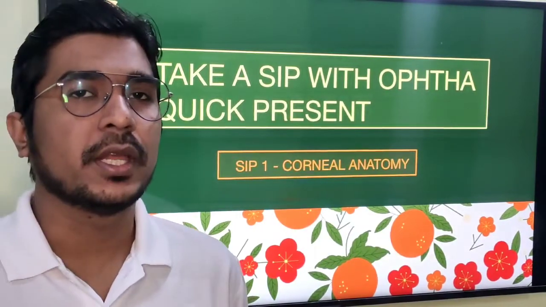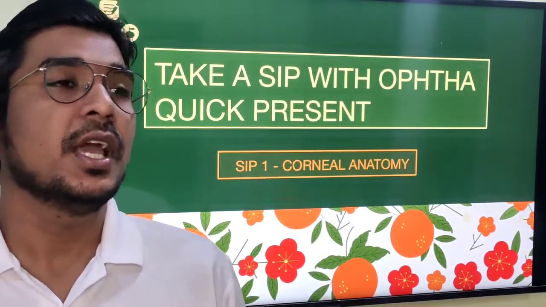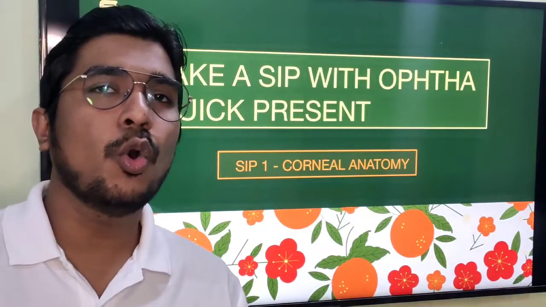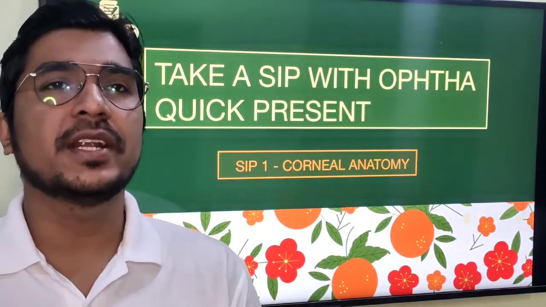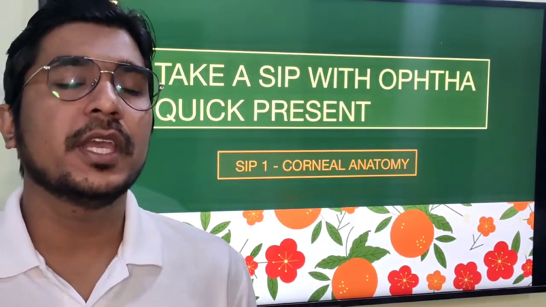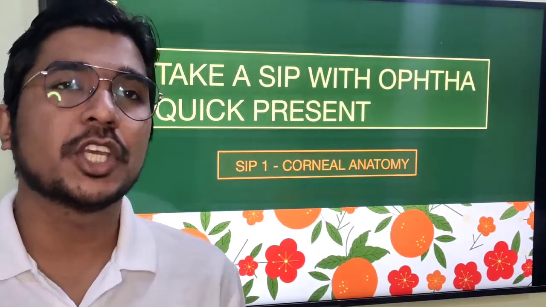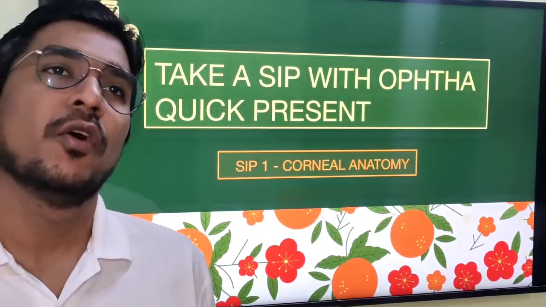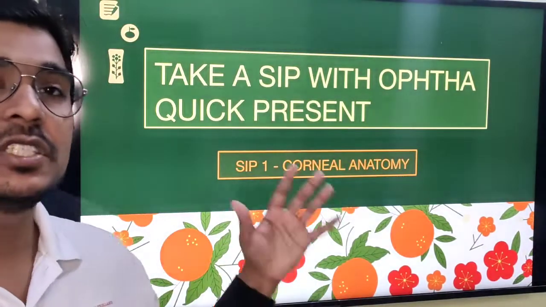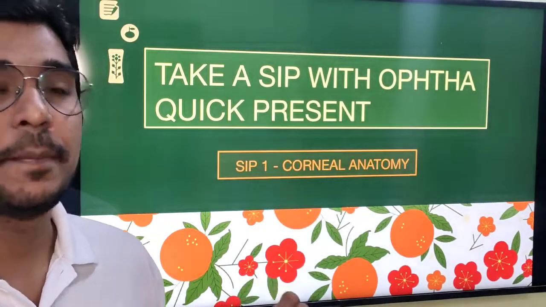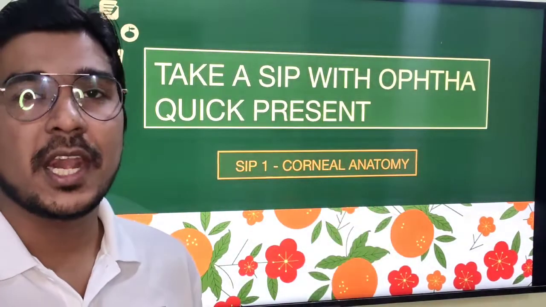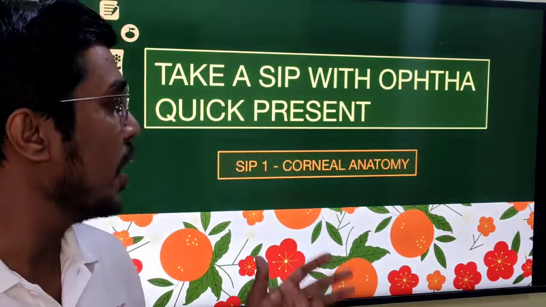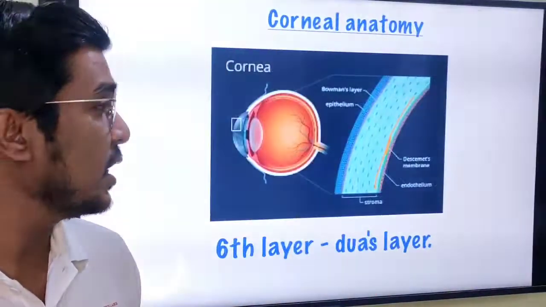With OPHTHA Quick, we will discuss very important topics of the whole of ophthalmology in just 2 to 3 minutes, and you will be able to make most of the MCQs from that OPHTHA Quick only. So we have started the series with the first sip, that is corneal anatomy, and what better than corneal anatomy. So let's start with this series.